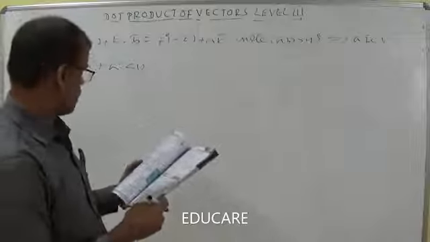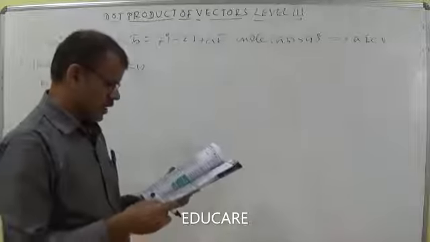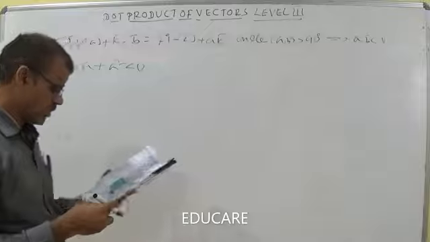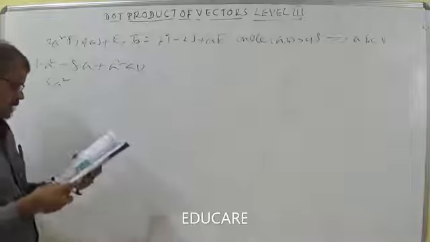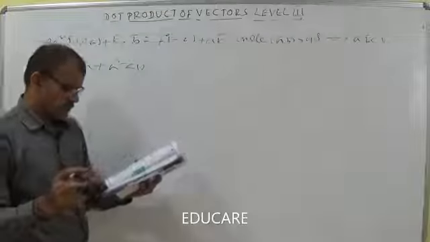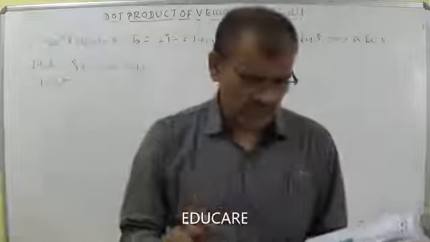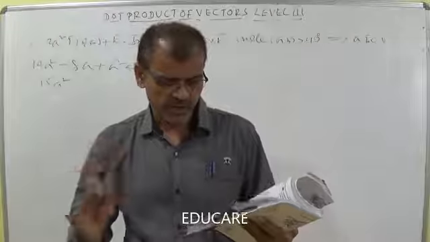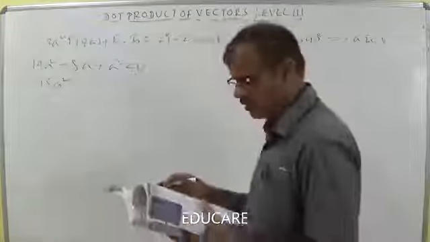B bar is 7i minus 2j plus ak, and it is obtuse. The angle between b bar and the z axis is also given, separately, as less than pi by 6. Then what is the value of a?